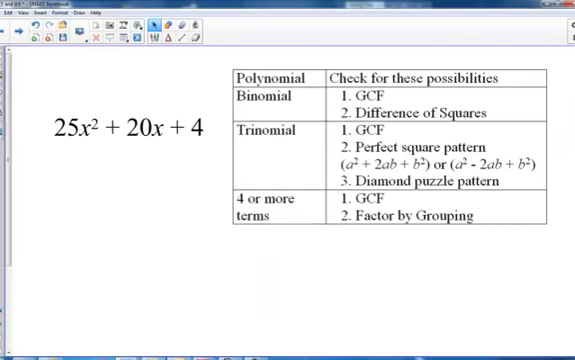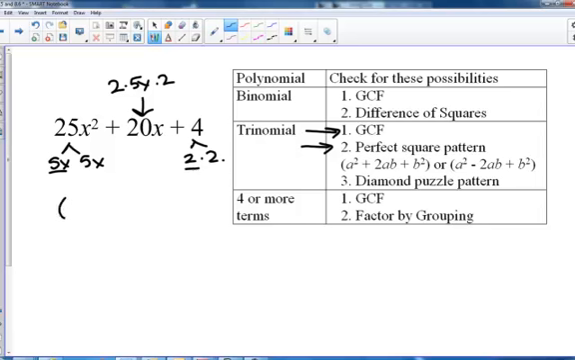Perfect squares. That's the first thing I see. I don't see a greatest common factor anyways, but I do see that this is 5x and this is 2. And is the middle thing 2 times the first times the last? It is. So this factors into 5x plus 2 squared. It's a plus because that's a plus. You can FOIL it out and test it if you'd like.